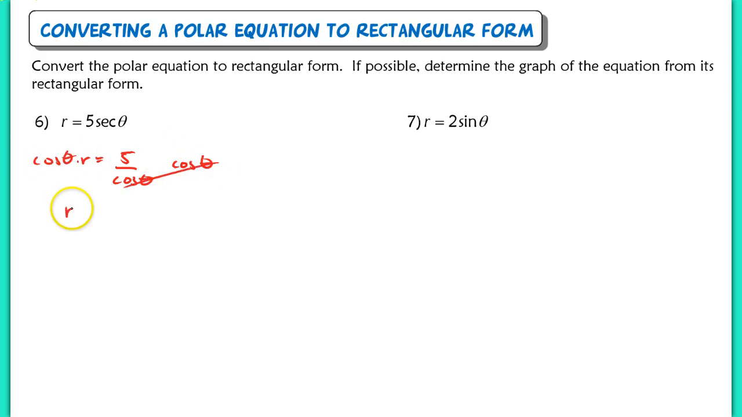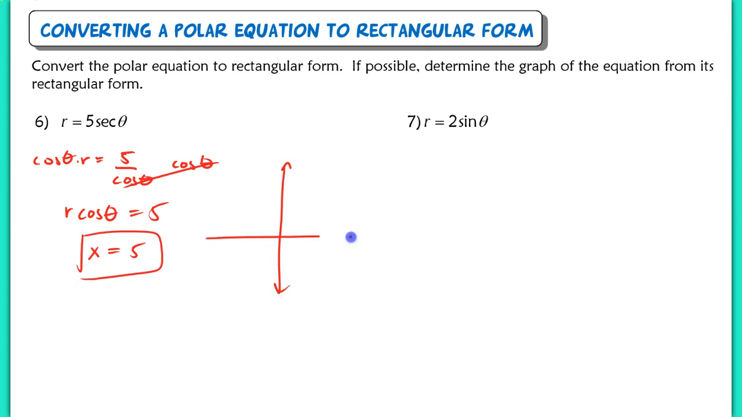Now I have r cosine theta equaling 5. And then I can make a substitution here. I know that r cosine theta is x, so I have x equals 5. So in this case, in its rectangular form, this is just the equation of a vertical line. X equals 5.